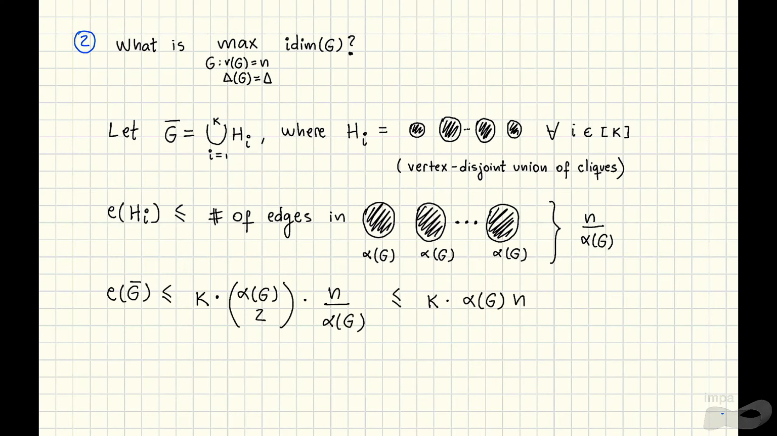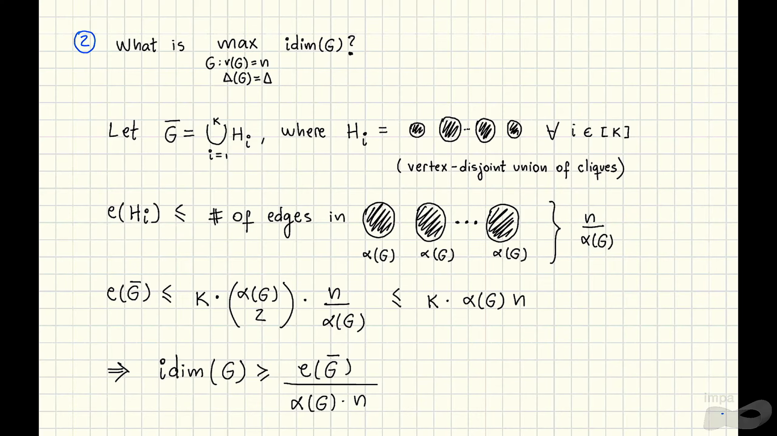So at the end, if we sum this up, we are going to have that the number of edges of G complement is at most k times the number of edges of this collection of cliques, which is alpha choose 2 times n over alpha, which is at most k times alpha gn. And then this implies that we have this lower bound on IDIM. Okay? Is this clear? Yeah?